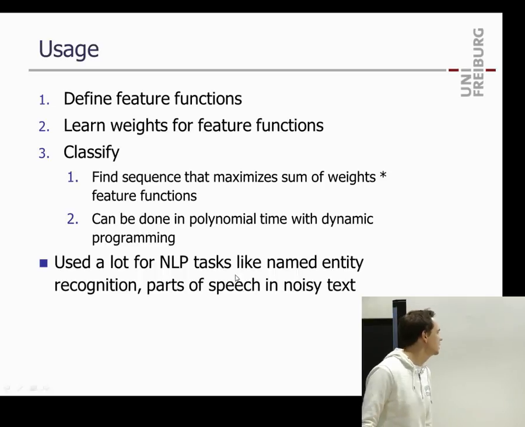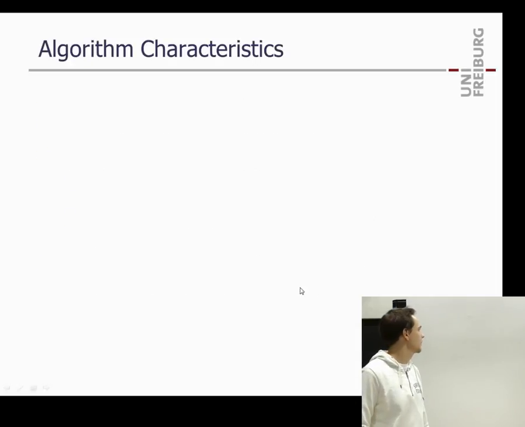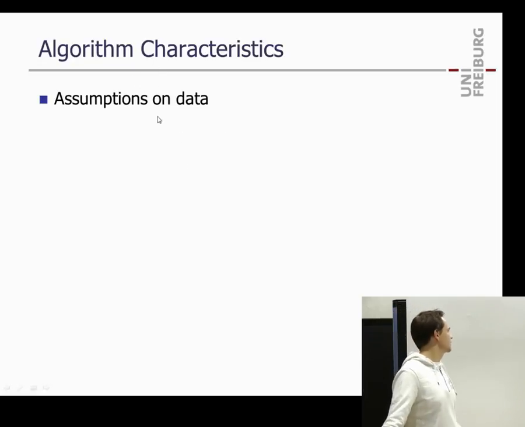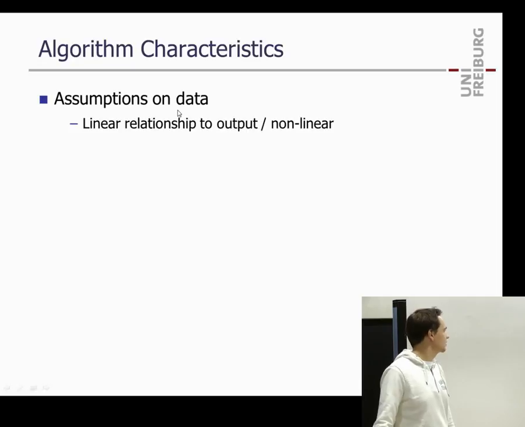Yeah, this is used a lot, like in named entity recognition, or if you do part of speech tagging in some noisy text, because if you have very well-formed text, actually you might be okay without using machine learning even. You can just use some rules. Okay, this was the last algorithm. We'll now talk about some characteristics, what differences there are between them. First, they all make different assumptions on the data, so you have some linear relationship.